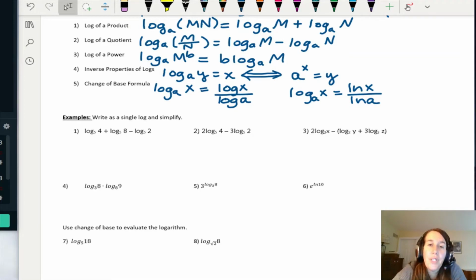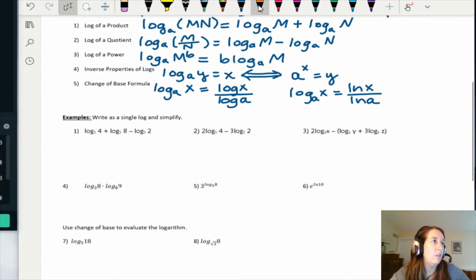Let's start using these properties and getting comfortable with them. So our first task is to write some logs that are added and subtracted together as a single log. It really simplifies the problem if we can put the logs together, if possible.